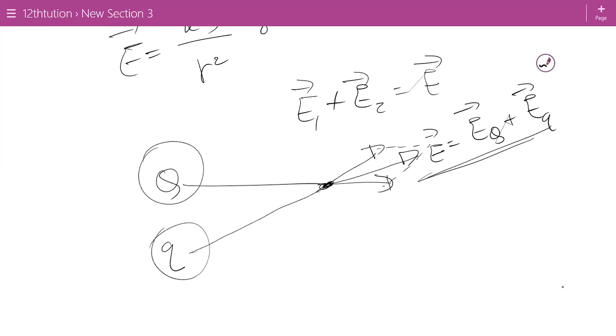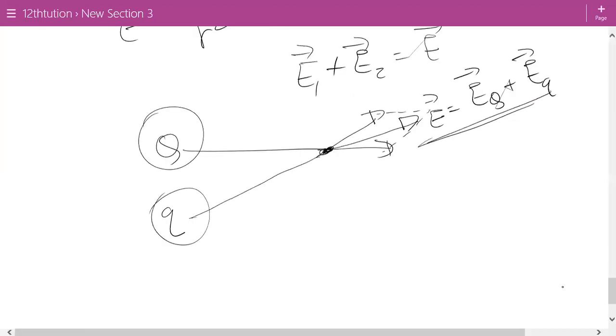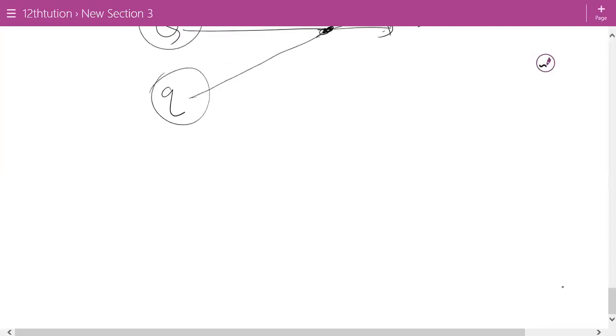Understood? So that is just simple. If there are two charges, then write their electric fields, they are vectors, and add the two vectors.